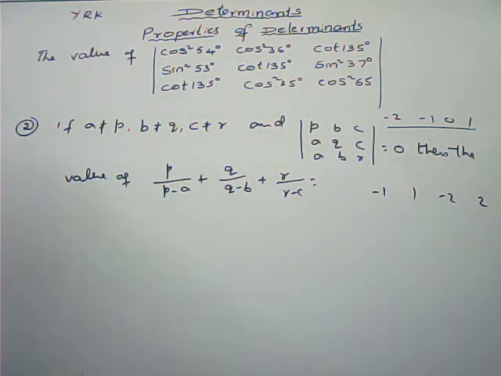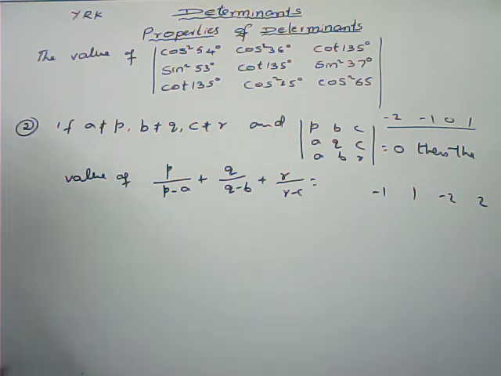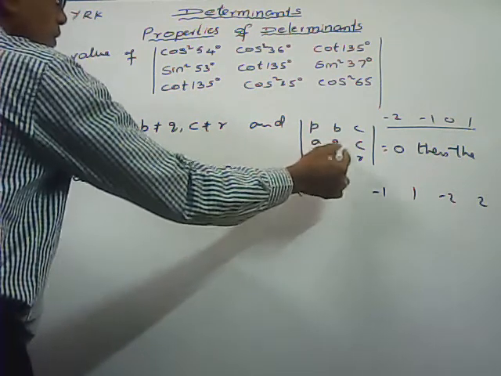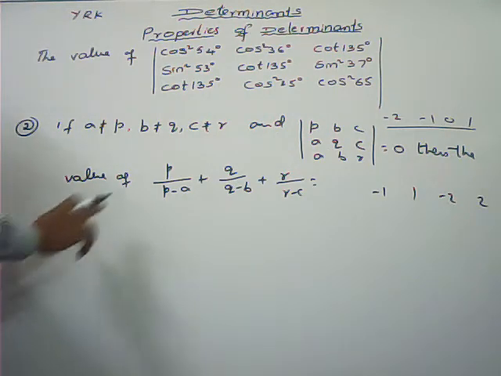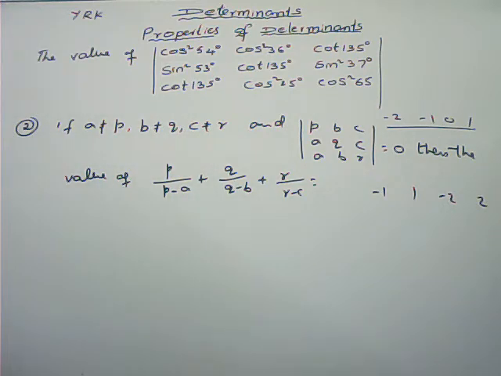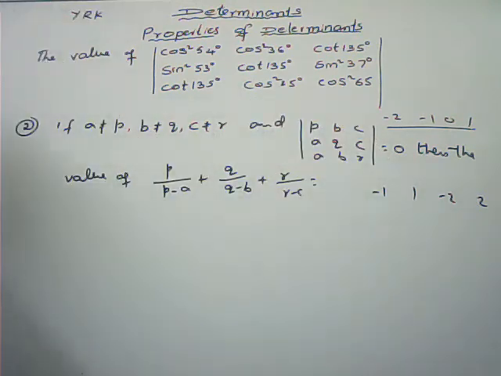Next, the second one. If A is not equal to P, B is not equal to Q, C is not equal to R, and the determinant of P, B, C, A, Q, C, A, B, R is equal to 0, then the value of this one, P by P minus A plus Q by Q minus B plus R by R minus C. Here, I will give a shortcut on how to solve this very easily. And here one hint is also given, that the determinant of this one is equal to 0.